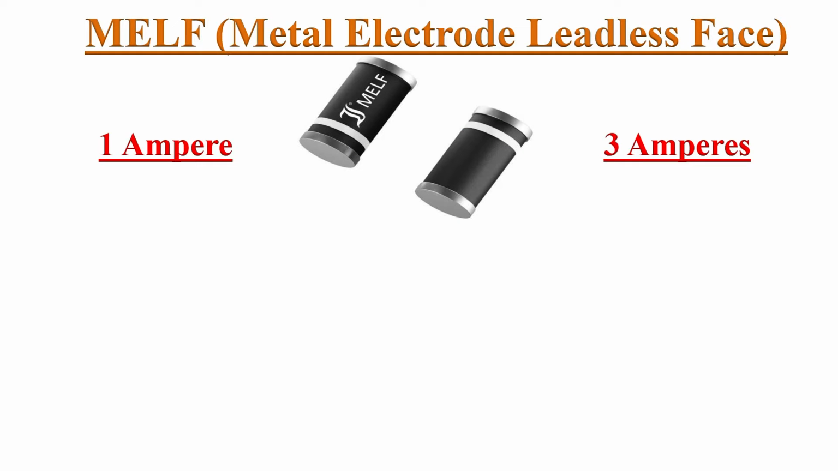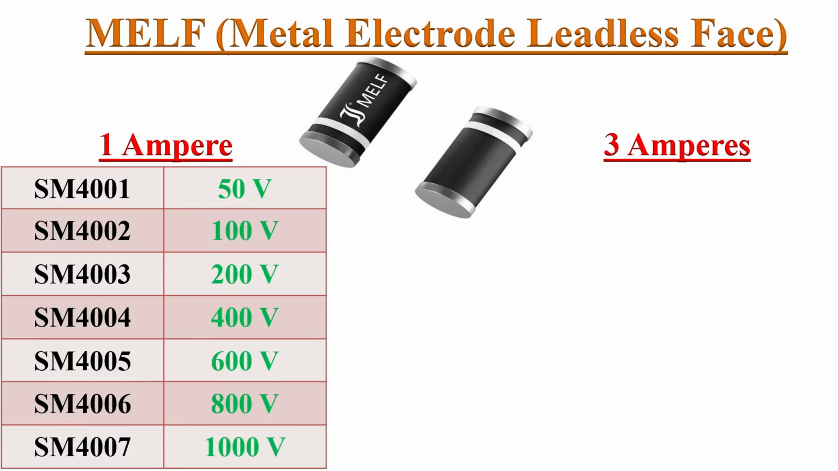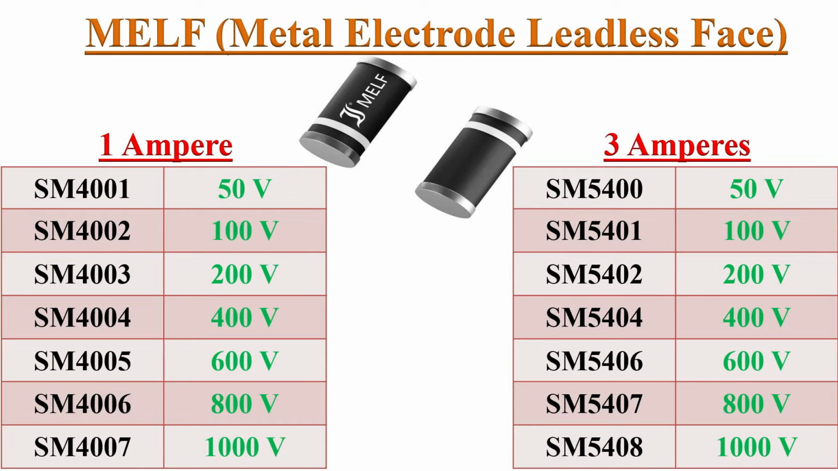The MELF package diodes come with 1 ampere and 3 amperes current ratings. SM40 series diodes have 1 ampere rating and SM540 diodes have 3 amperes rating. Their voltage ratings are listed in these tables.